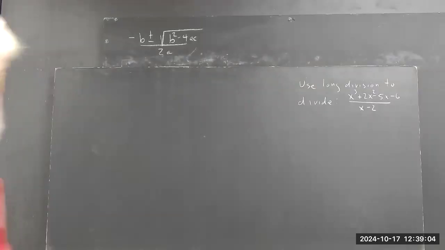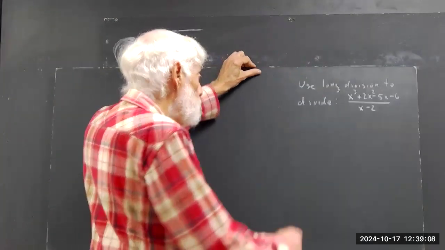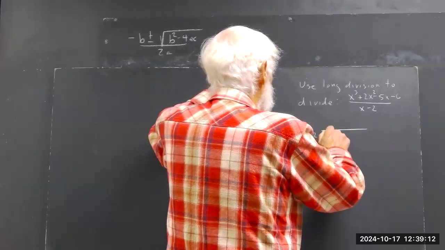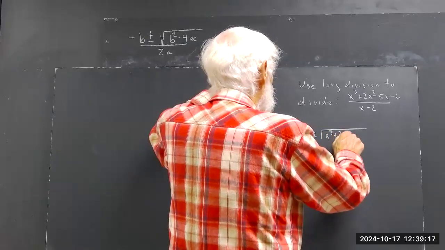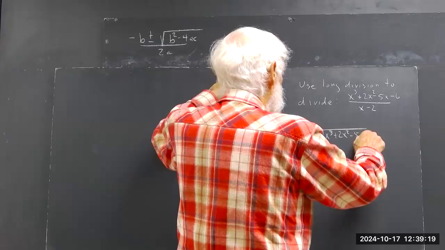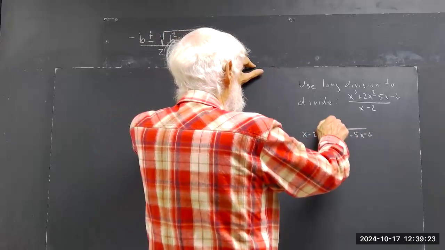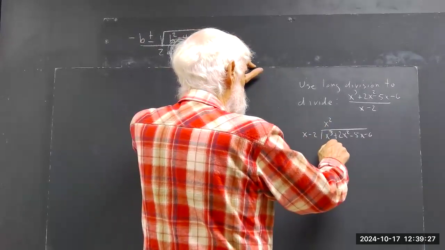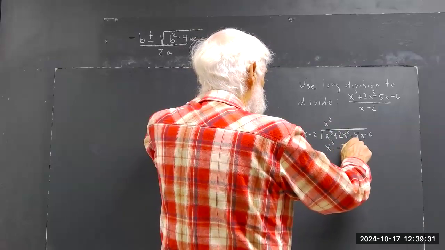Okay, let's just start with this problem that everybody nailed and very quickly. You do x minus 2 into x cubed plus 2x squared minus 5x minus 6. And of course, x goes into x cubed, giving you x squared. X squared times x is x cubed. X squared times negative 2 is negative 2x squared.